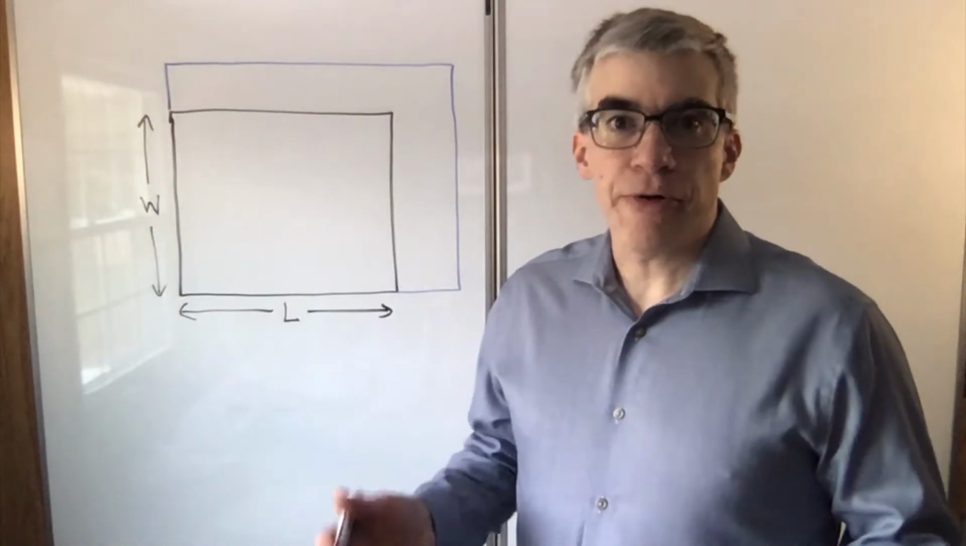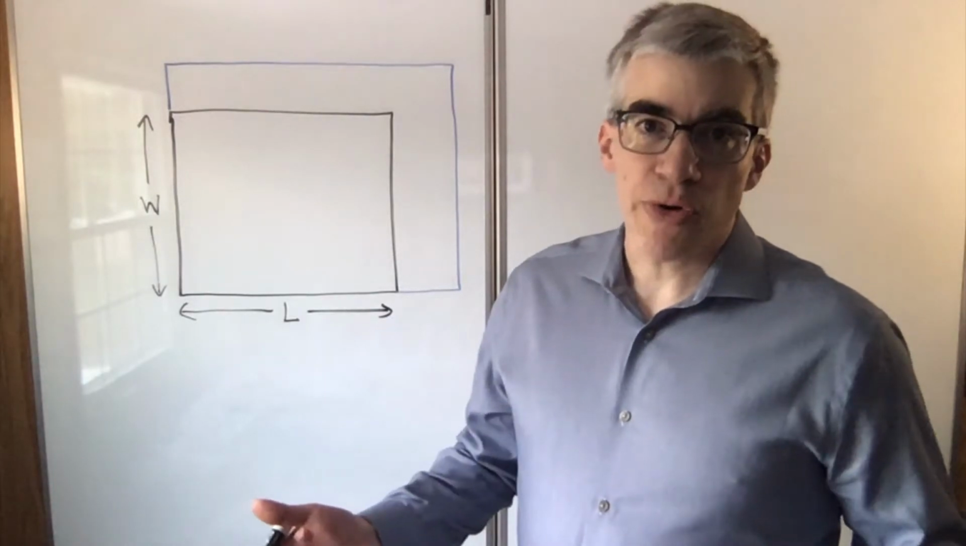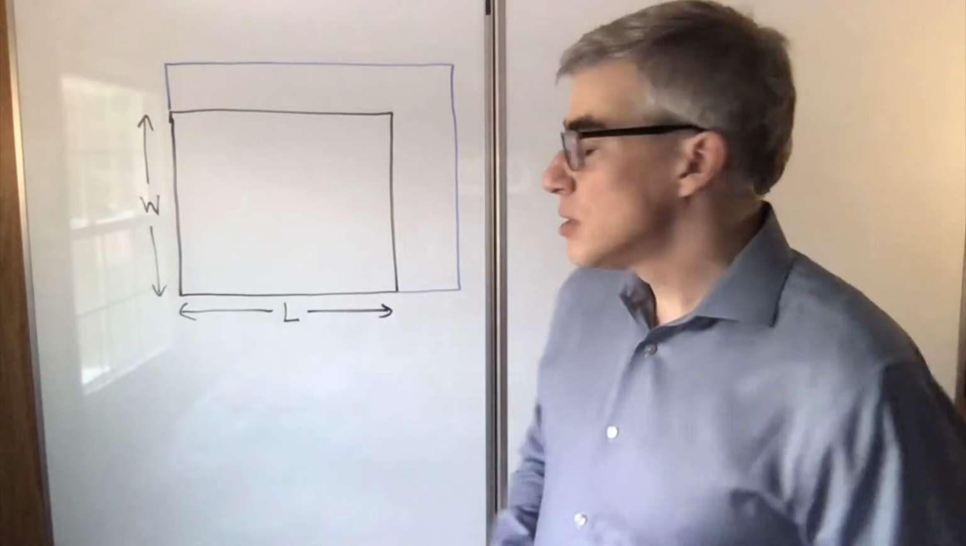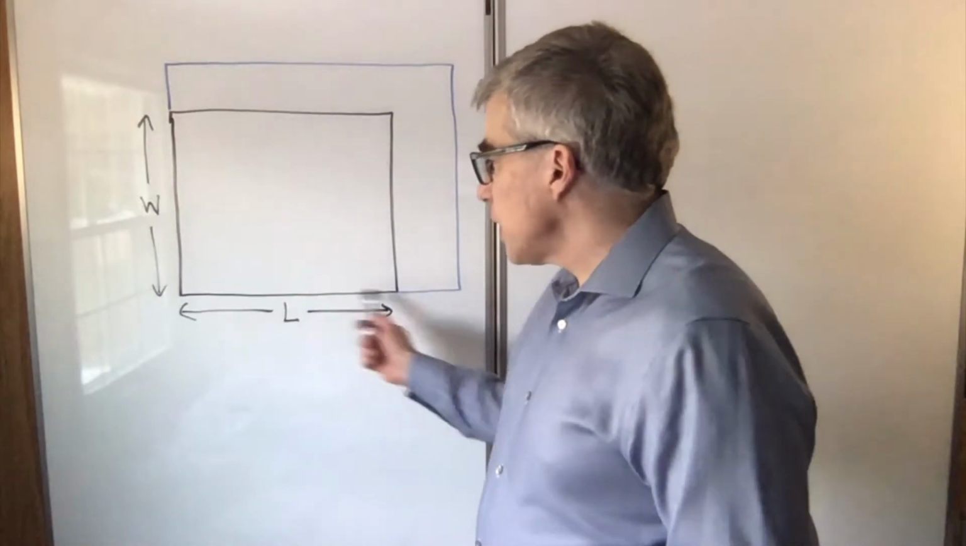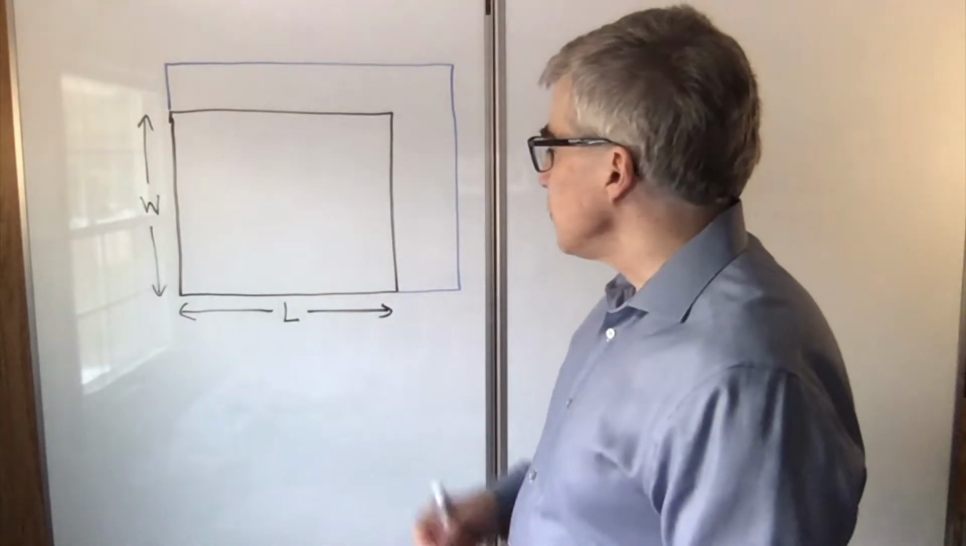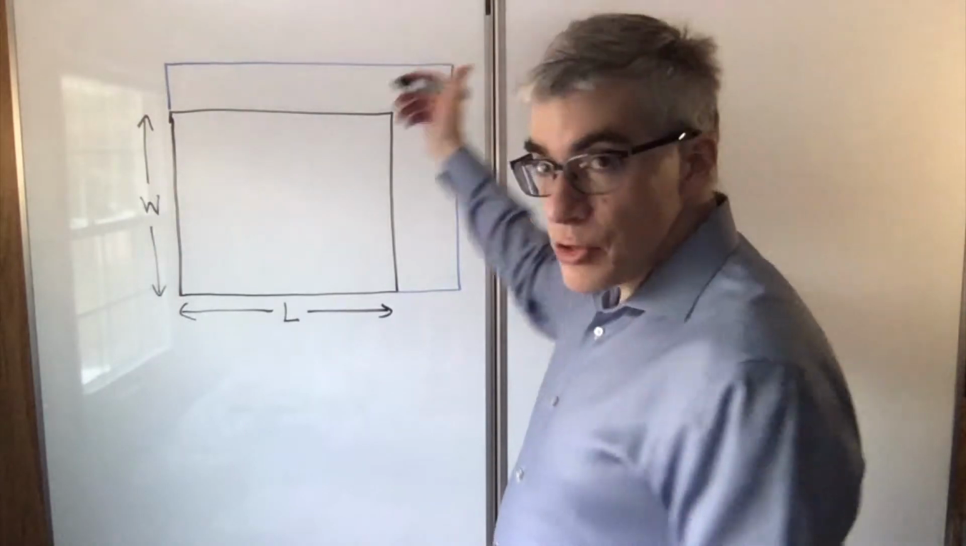How fast does an area change? This is a visual approach to the product rule in calculus. If your area is length times width, that's a product. And if it changes, that means you're going to have a new length and a new width.